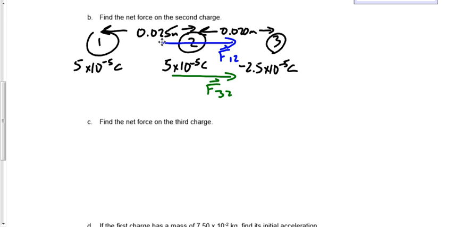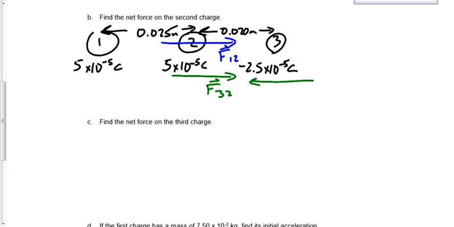Now, some of you are thinking, but wait a second, I don't get it, because there's a force on number 3 that's acting this way, towards number 2. 2 pulls number 3, right? Yes, it does. But we're not trying to find the force on number 3 right now. That's the next question. In this question, we're looking for the force on number 2. So let's look at what 1 does to 2. 1 pushes 2. Let's look at what 3 does to 2. 3 pulls 2. Both of those forces are to the right.